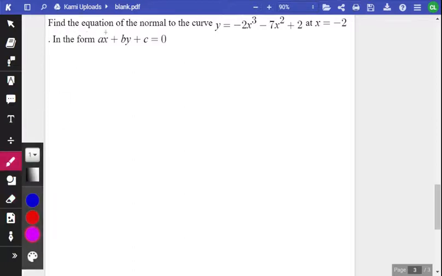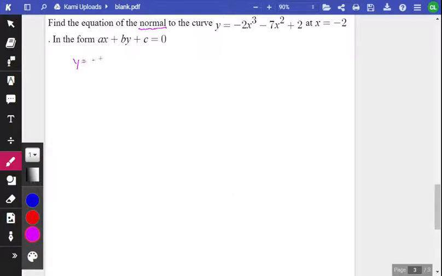So it wants us to find the equation of the normal to the curve y equals negative 2x cubed minus 7x squared plus 2 at x equals negative 2, and put it in the form ax plus by plus c equals 0. So whether this says find the normal or find the tangent, the first few steps are the same for either problem. First step being we have an x value, we need to find the y value that goes with it. So we're going to sub this x value into the y value.